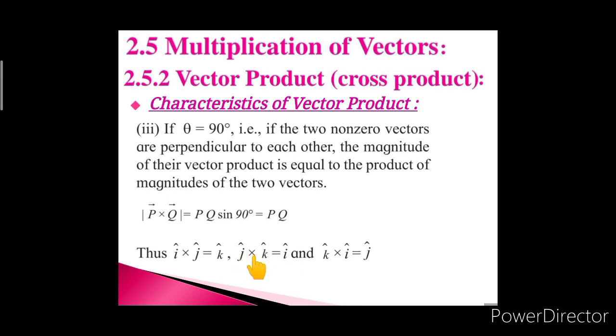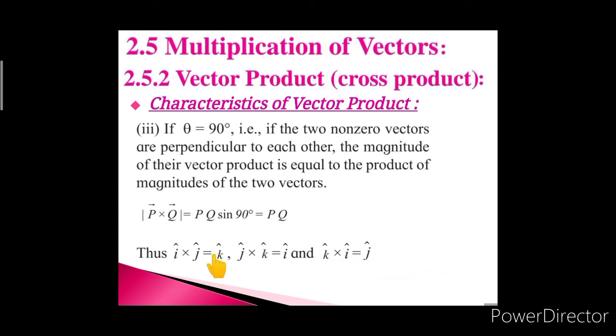The angle between j cap and k cap is 90 degrees and the direction of the result will be perpendicular to the plane containing these two vectors, which is the x axis here. And when k cap cross i cap is taken, the resultant will be along the y axis, as the y axis is perpendicular to the plane containing the z and x axes.